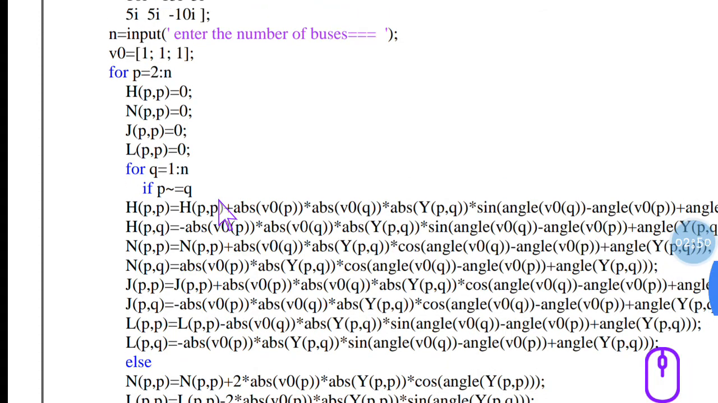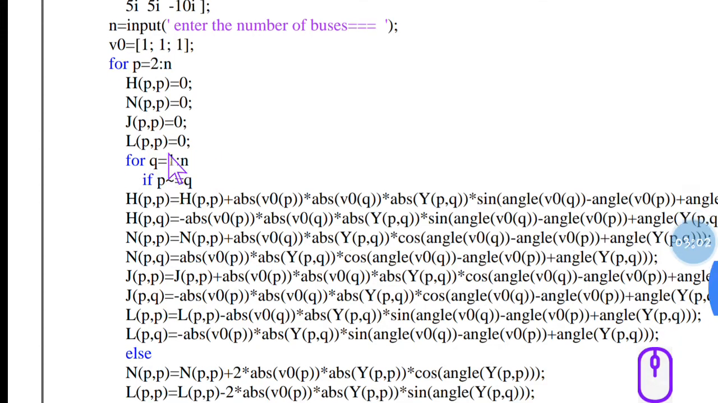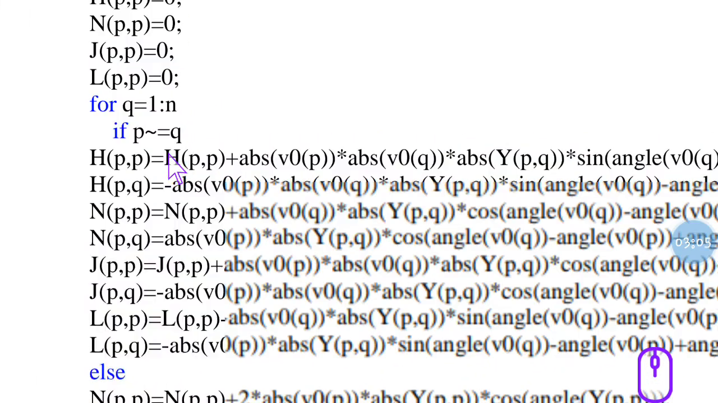Okay, start with the P count. Because the first bus is already the slack bus, don't take that. So start with 2 to n, the number of buses. For the H, N, M, L matrices you have to take all P. First I'll initialize this matrix to 0. Let us take Q, which starts from 1 to n. If P is not equal to Q.